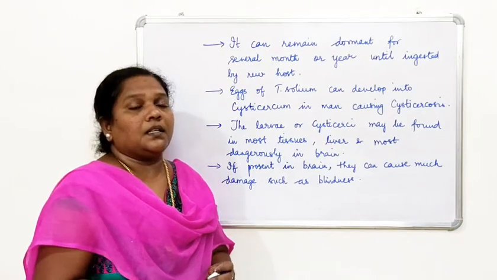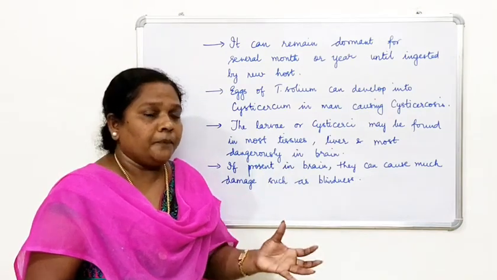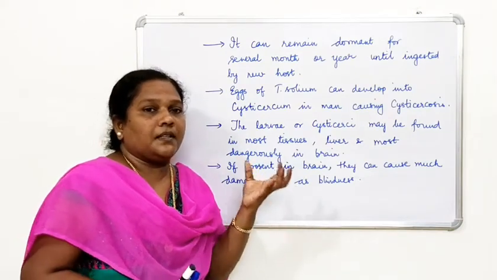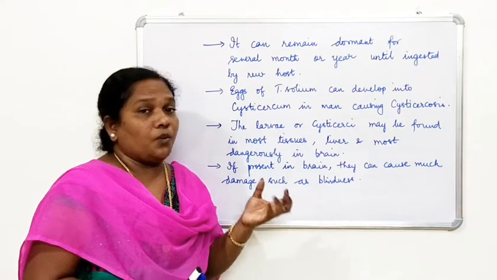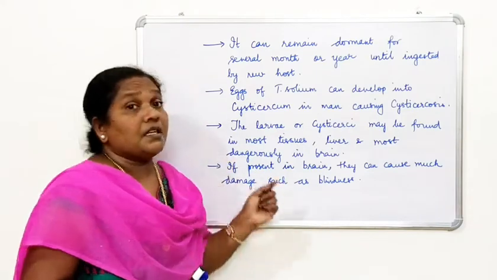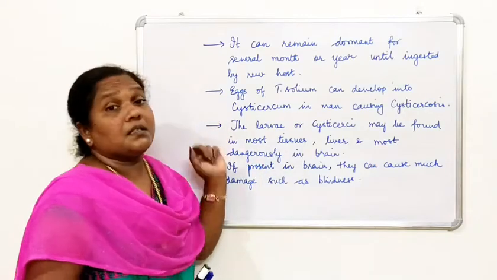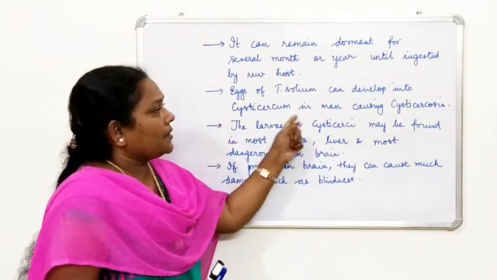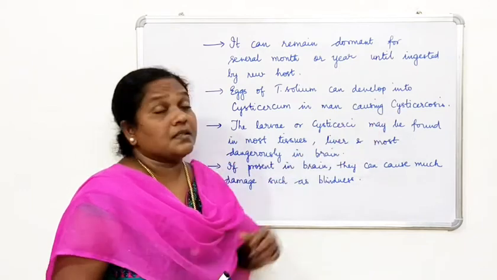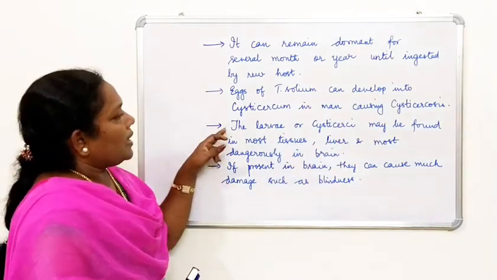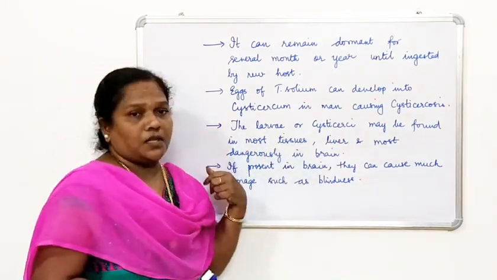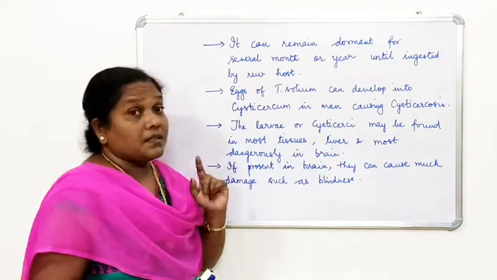Right? So here, when you look at the infection of man, man is infected only when he eats improperly cooked food, right? So which stage infects man? Which stage of the parasite? Okay, which stage of Taenia is it? It is the cysticercus. In that case, it causes what is called cysticercosis. And the larvae or cysticerci may be found in most tissues, right? It infects the liver and, most dangerously, the brain.